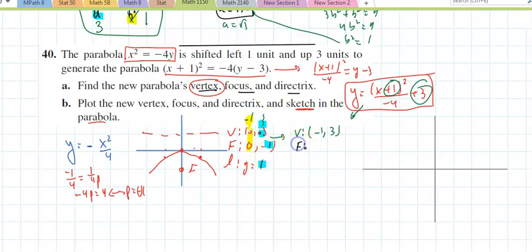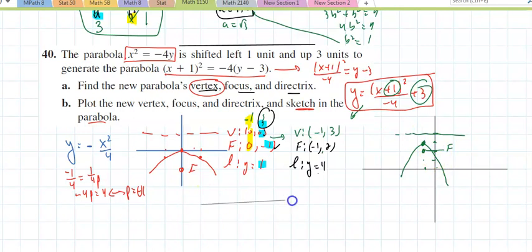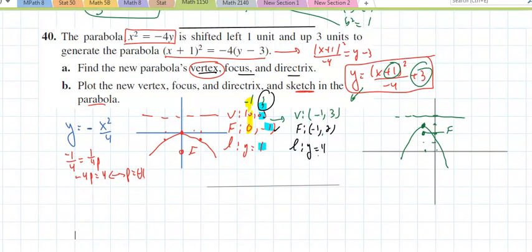Well, the new focus will be at x equals -1, and if I add 3 to this -1, that's a 2. And if I have y equals 1 and I add 3 to it, that's y equals 4. And look how nice this would be. I have a vertex at -1, 3. I have a focus at -1, 2. And I have a directrix at y equals 4. Even though it's more work, it's a lot easier to run this way than the way the book wants us to do all of these awesome things.